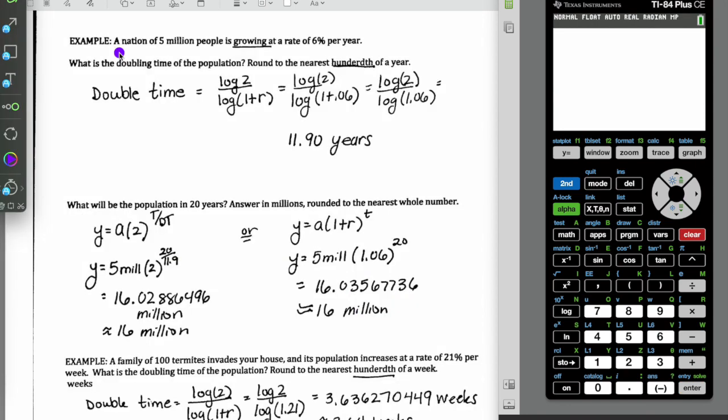Now let's do an example of finding double time. A nation of 5 million people is growing at a rate of 6% per year. What is the doubling time of the population? And we're going to round to the nearest hundredth of a year.